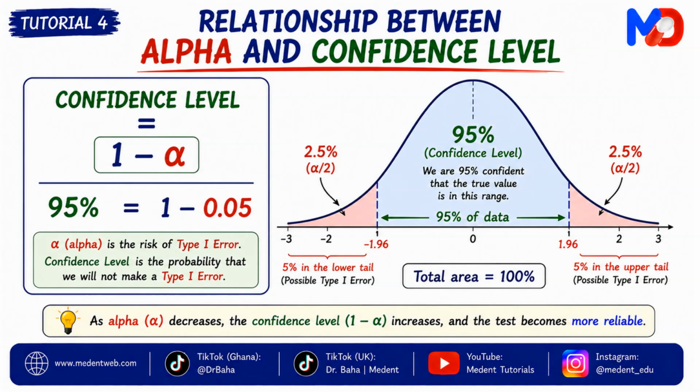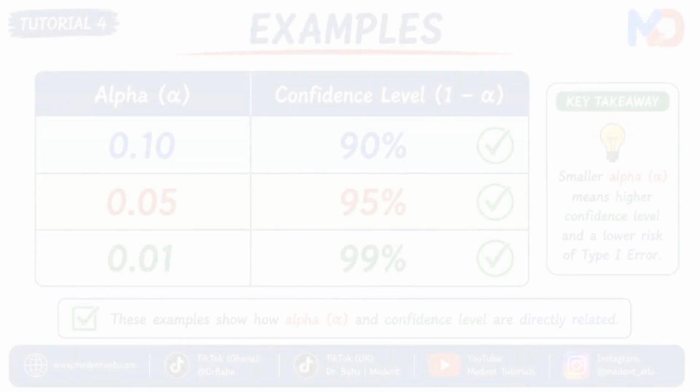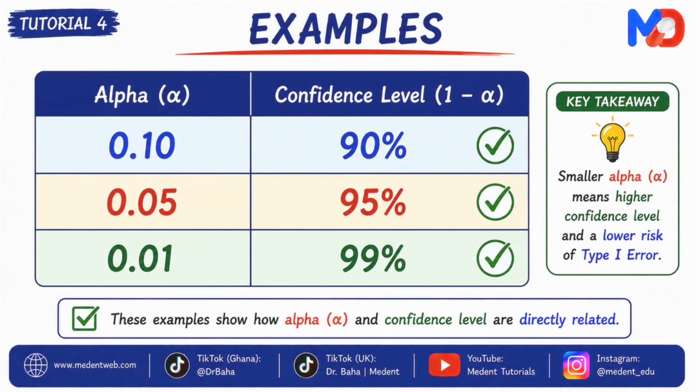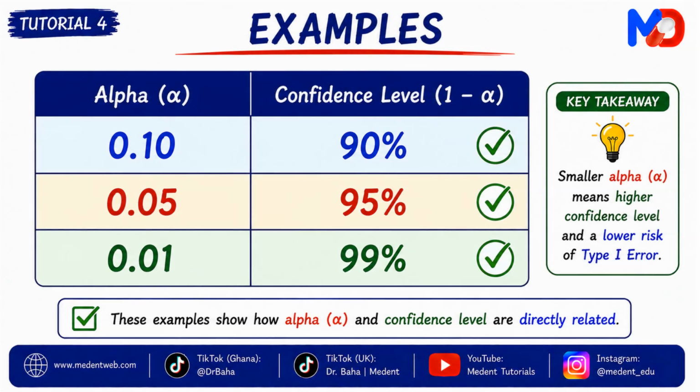All right, let's take some examples. Here are the most common combinations used in research. An alpha of 0.1 corresponds to a 90% confidence level. Alpha of 0.05 corresponds to 95% confidence, while alpha of 0.01 corresponds to 99% confidence.